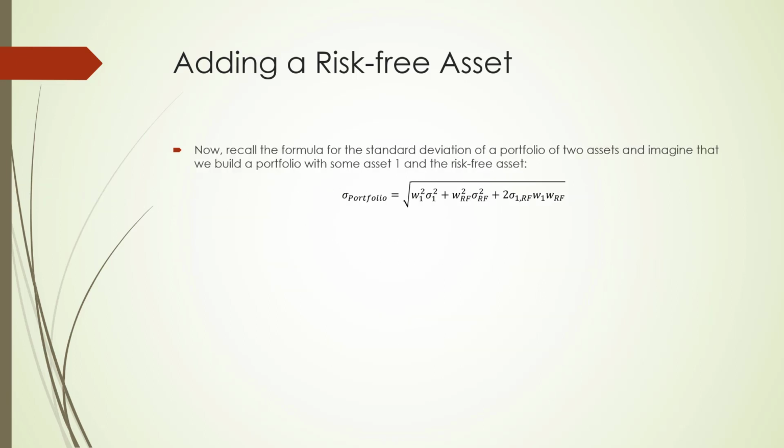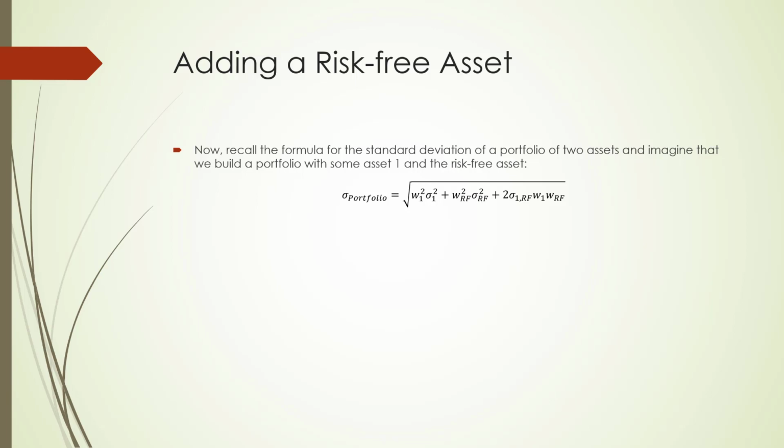Let's look at what happens if we build a portfolio that includes some asset 1, we'll call it, and the risk-free asset. So here's our portfolio standard deviation equation. The second asset is the risk-free asset. So we have the weight of asset 1 squared times the variance of asset 1 plus the weight of the risk-free asset squared times the variance of the risk-free asset plus 2 times the covariance of asset 1 with the risk-free asset times the weight of asset 1 times the weight of the risk-free asset. And we take the square root of that whole thing.